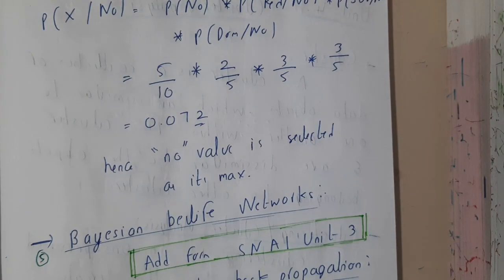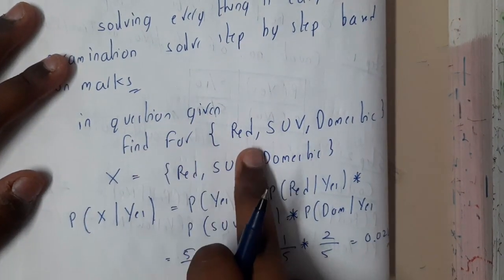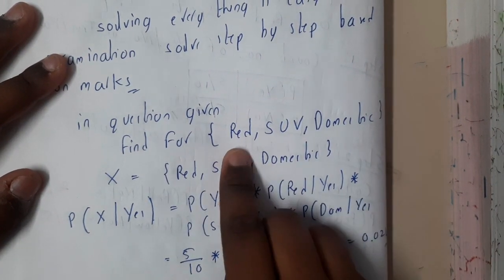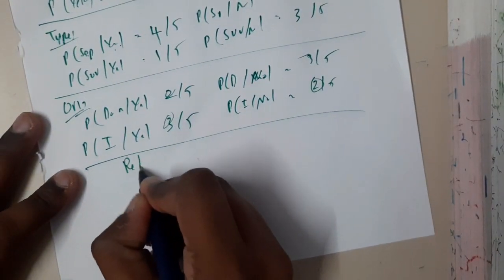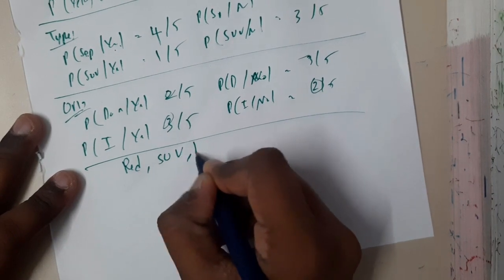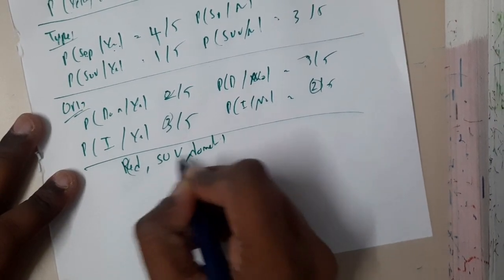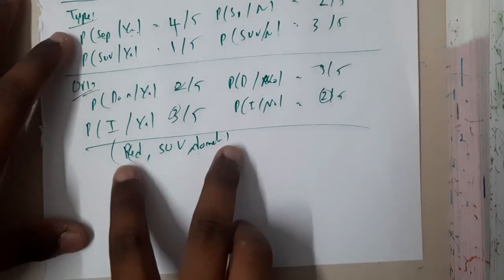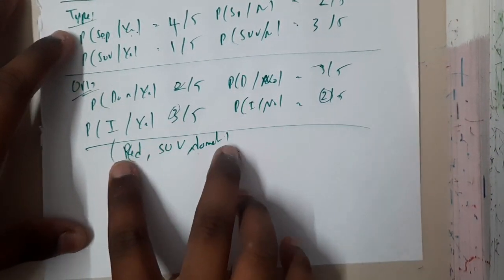In the question, he will be giving some values to calculate. Here he is asking to find the probability of being yes or no with red, SUV and domestic. So let me write the question here: red, SUV and domestic. What will be the answer he is asking? If you check in the table, we do not have an entry with these exact things, guys.